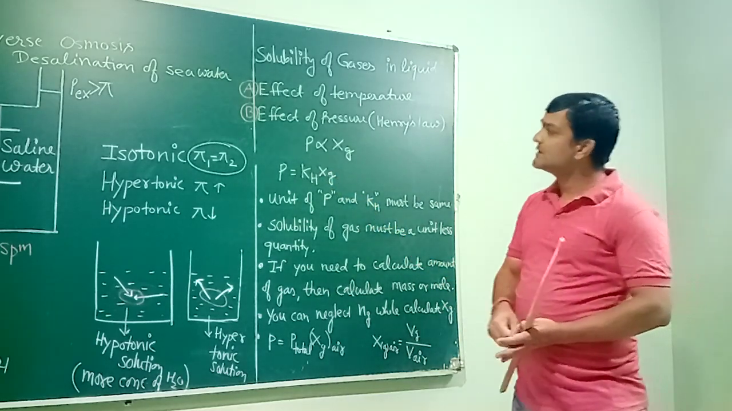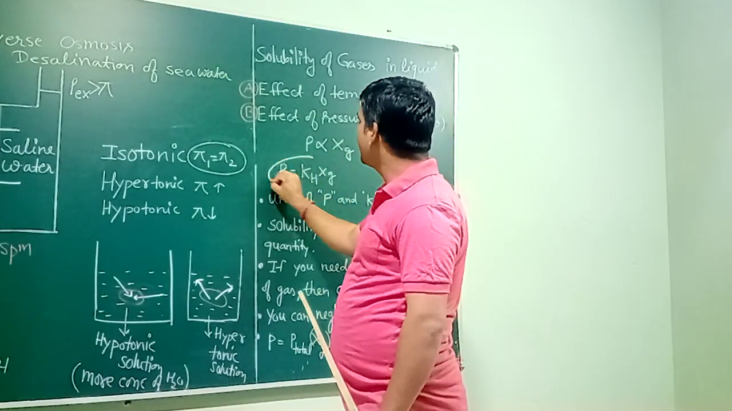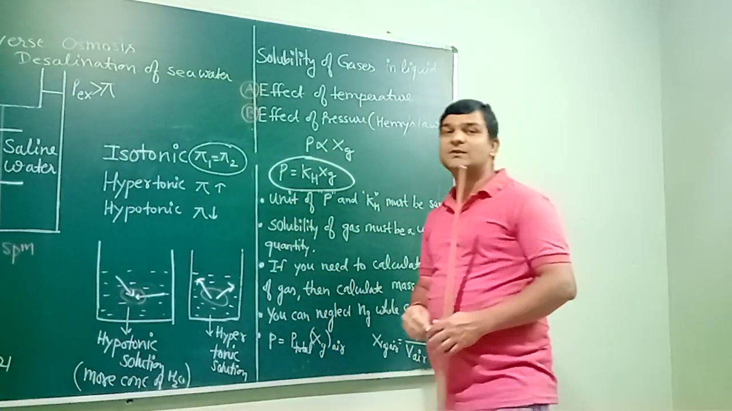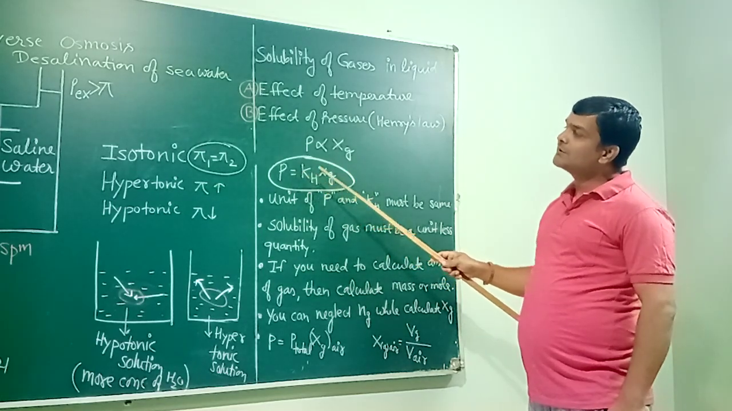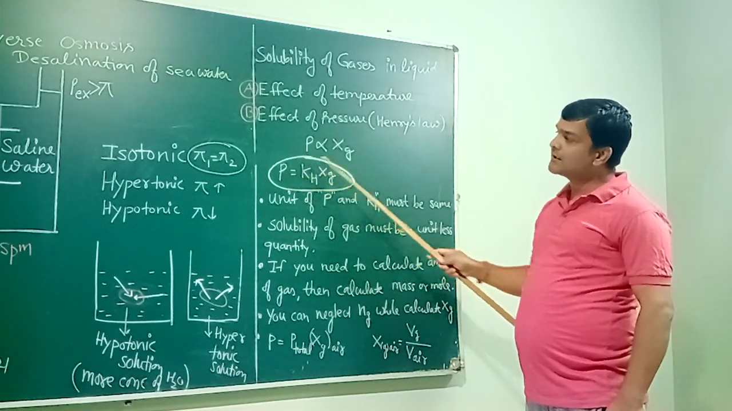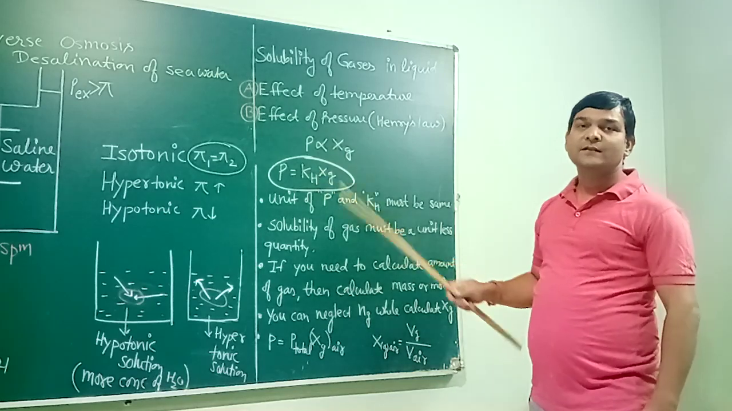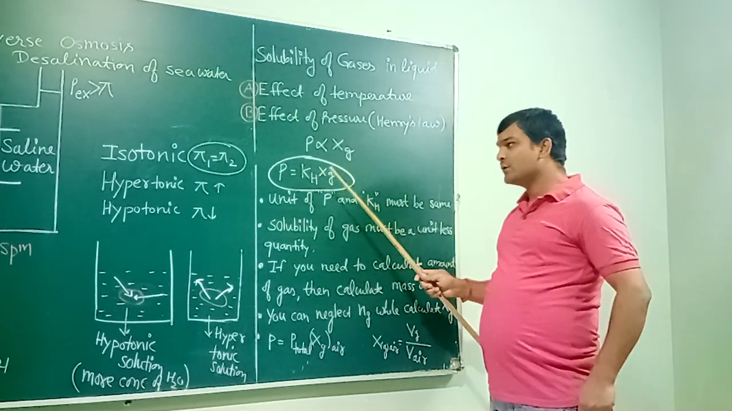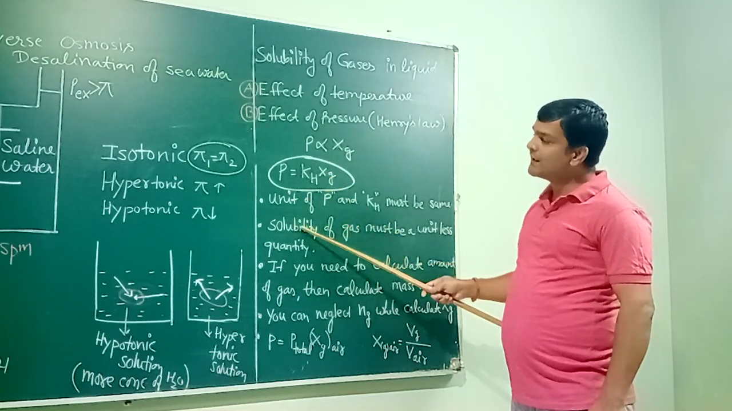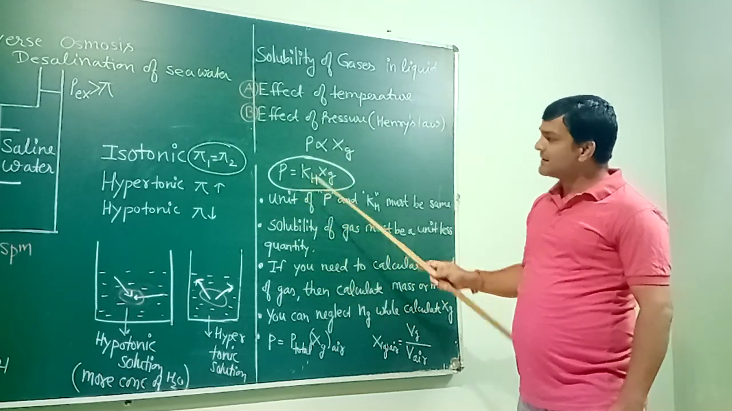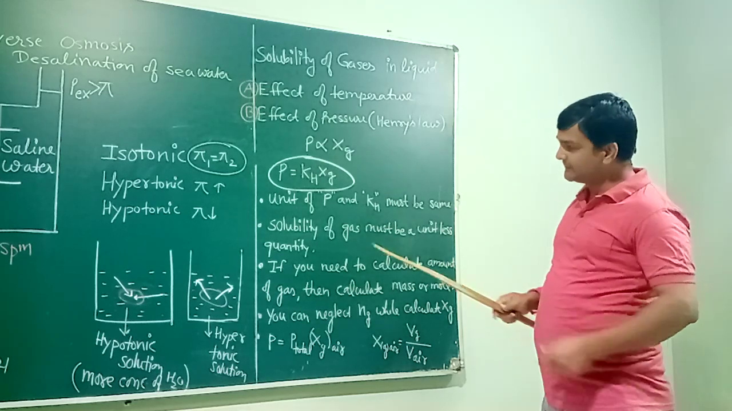Now this is a very small formula, and you can have a numerical of up to 3 marks on the basis of this formula. It looks like a very short formula, but the numerical can be complicated. To solve the numericals with respect to Henry's law, you need to remember these 5 checkpoints. I am explaining all the 5 points one by one.